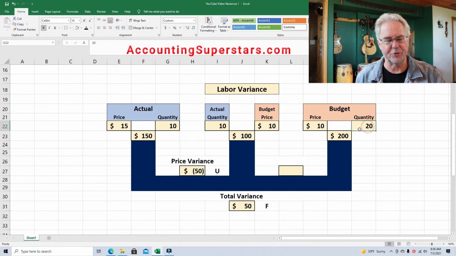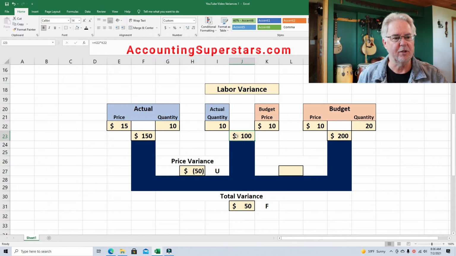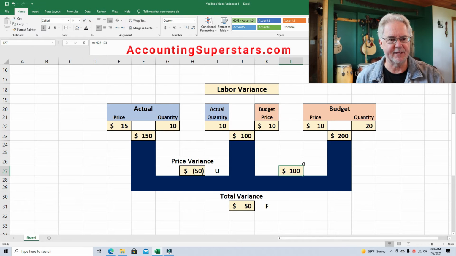You know, they budgeted 20 hours, but they really only spent 10 hours on it. So what we're going to do is let's find the difference between 200 and 100. Well, that's 100. And it turns out being a positive 100 because this is budget. And this, for the time being, is going to represent the actual, all right? The reason I'm saying that is that we've got budget price and budget price, so those are the same. But the only difference is budget quantity and actual quantity.